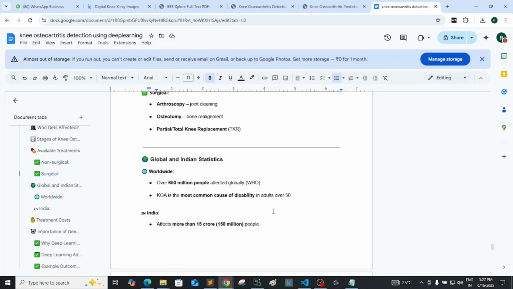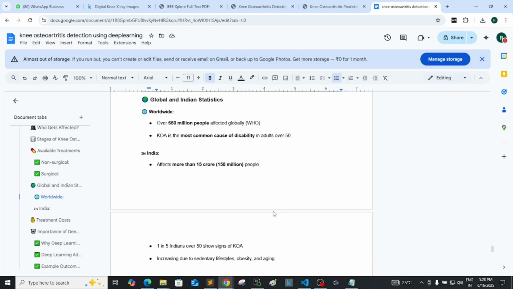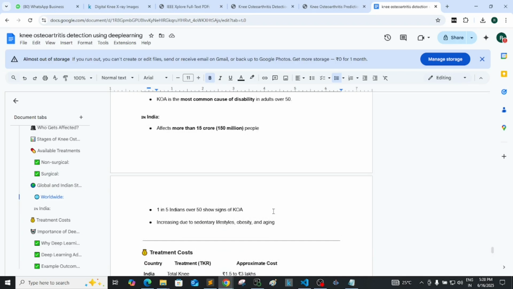So now, what is the number globally? How many people are affected because of this? Over 650 million people are affected globally, according to WHO, the World Health Organization. It is the most common cause of disability in adults over 50. Almost all adults above 50 have this problem. In India, it affects more than 15 crore, that is 150 million people. 1 in 5 Indians over 50 show signs of this KOA, knee arthritis, increasing due to sedentary lifestyle, obesity and aging in India.